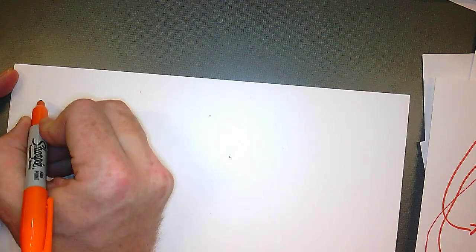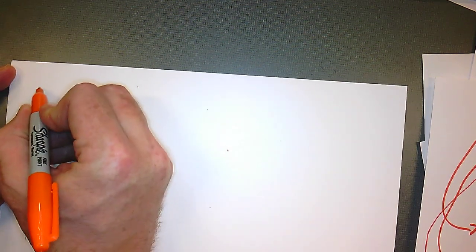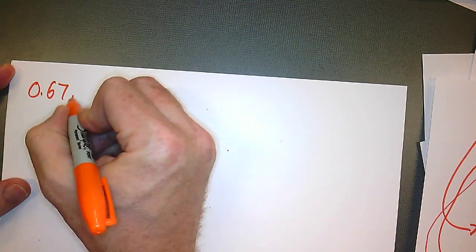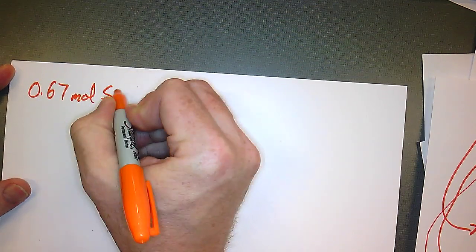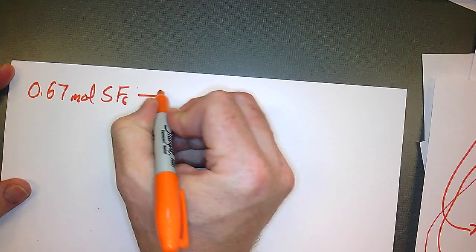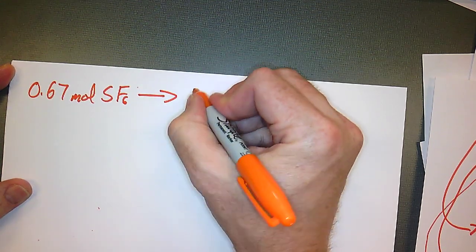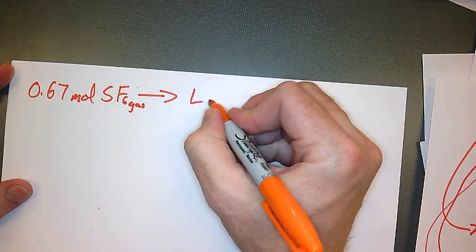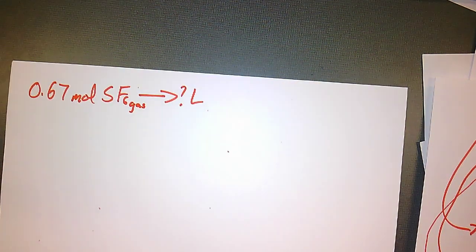So let's say for the first problem that we have 0.67 moles of SF6, sulfur hexafluoride, and we want to convert it to liters because SF6 is a gas. I'm going to go ahead and write that there. All right, we're going to convert it to how many liters? So that's a question mark liters. Okay?